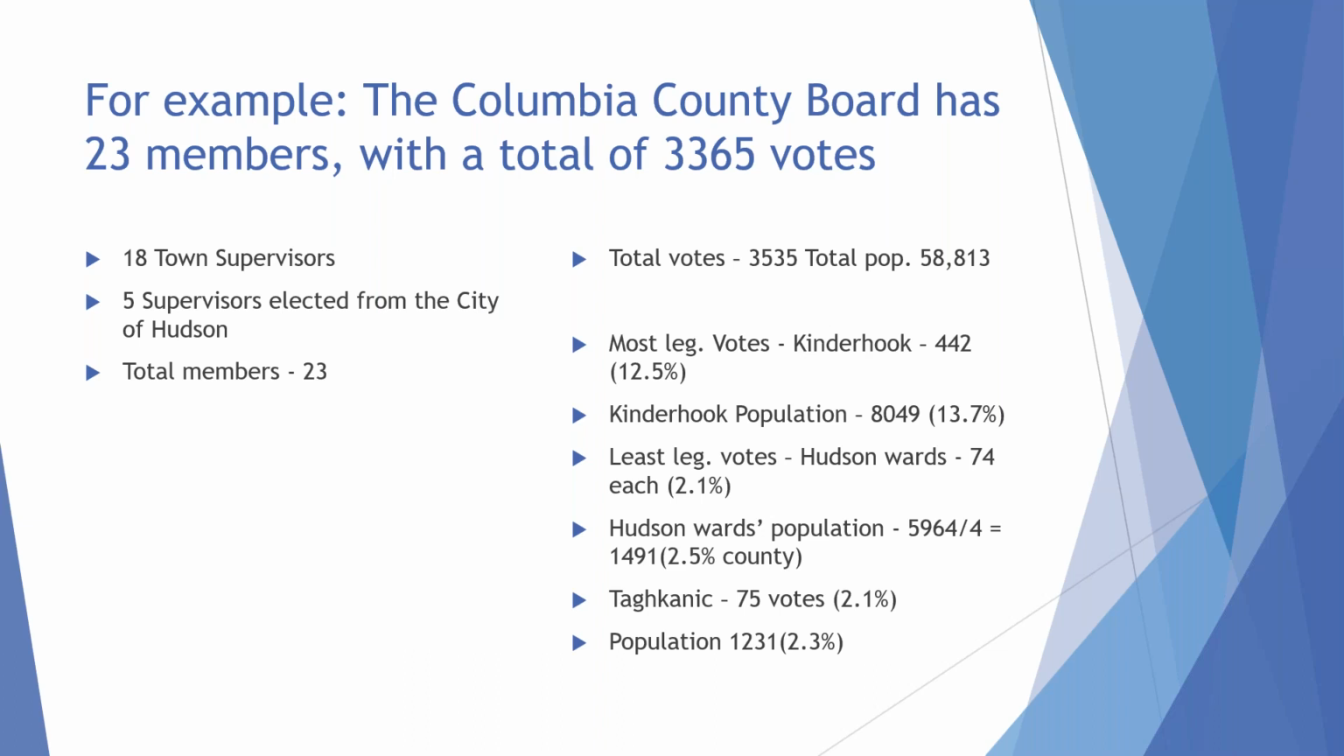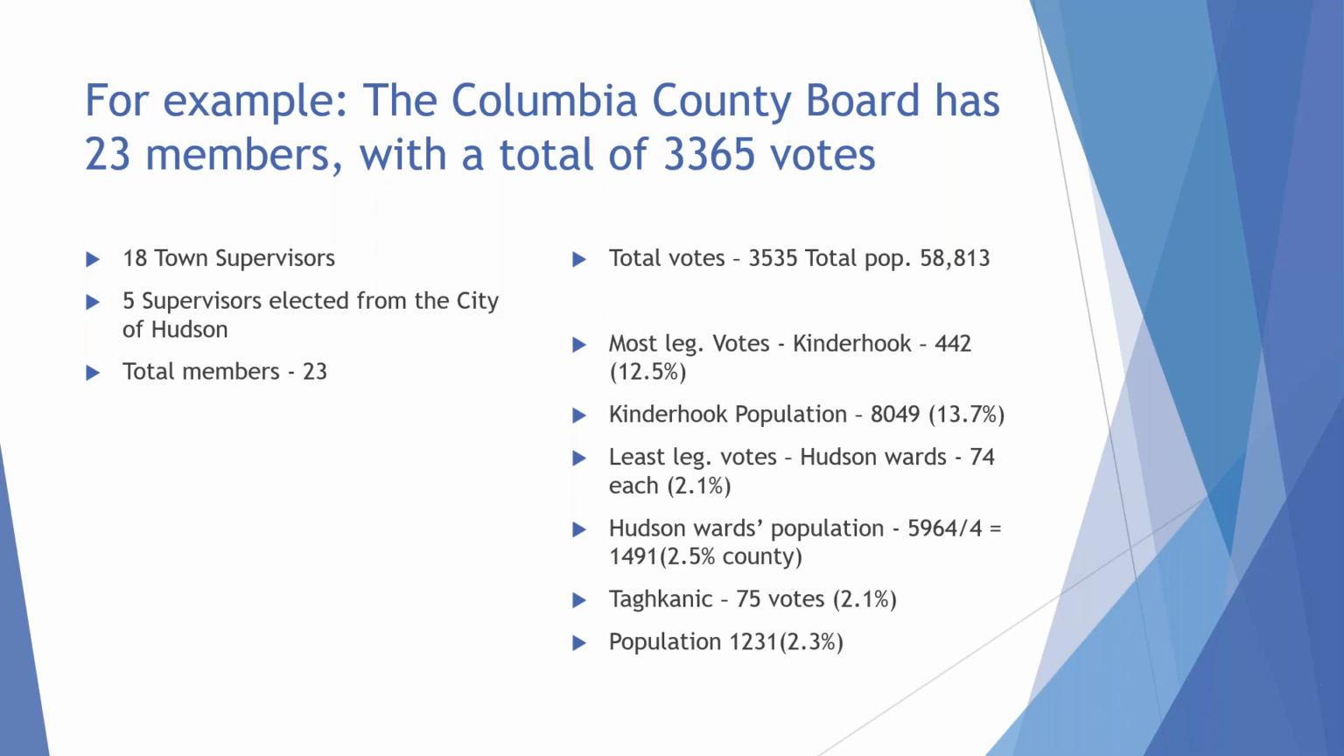So I counted 18 town supervisors, 5 supervisors elected from the city of Hudson, total number of members, 23. Right now, those 23 members cast 3,535 weighted votes. The county has a full population of 58,813 under the census. Most legislative votes are cast by the Kinderhook supervisor, 442, 12.5% of the weighted votes, 13.7% of the population.